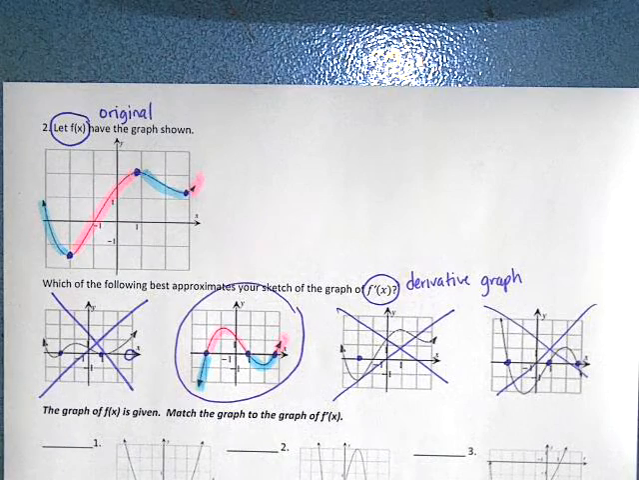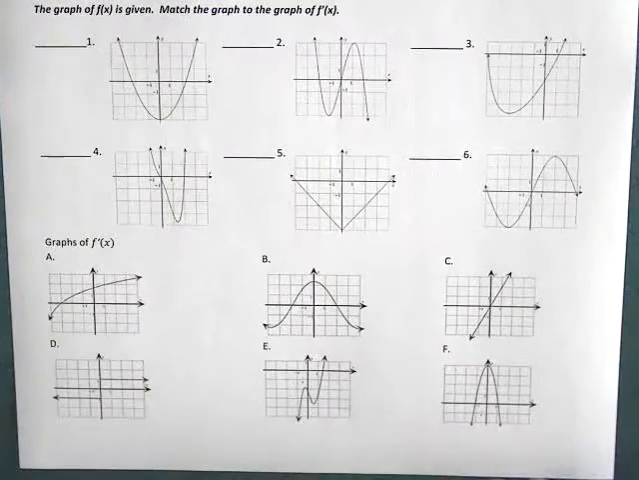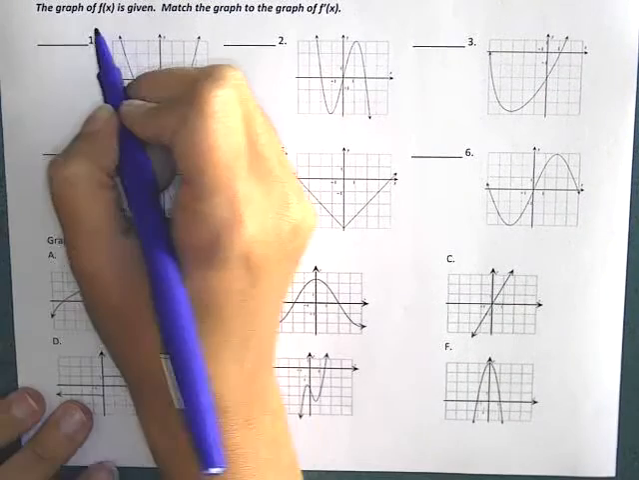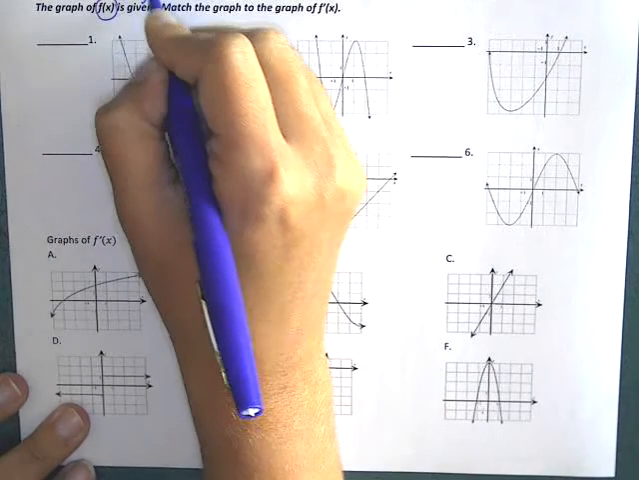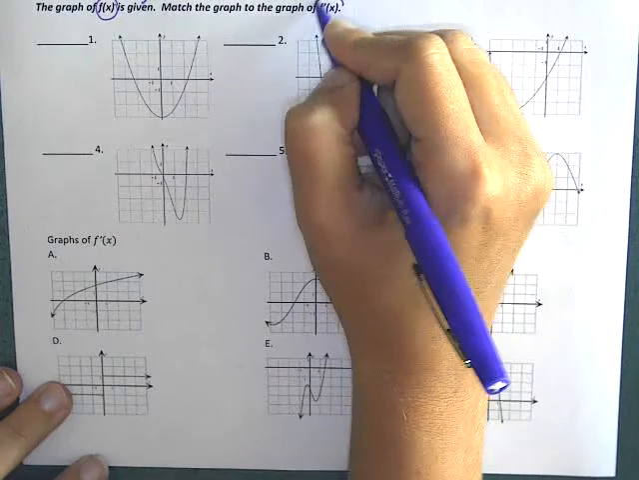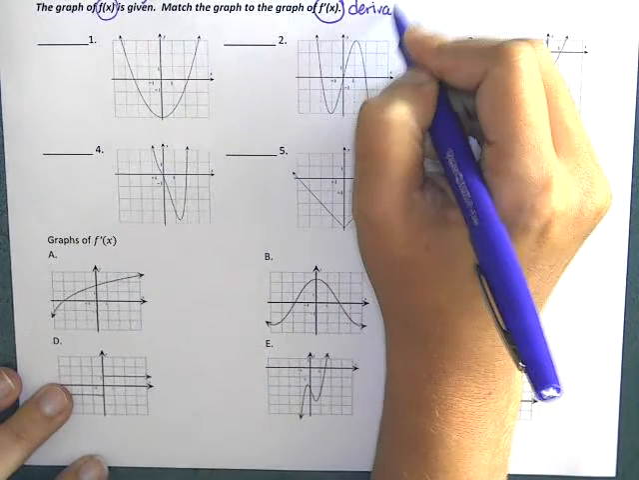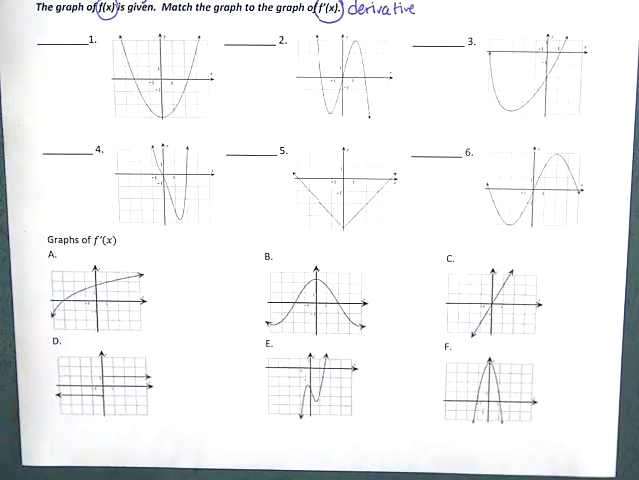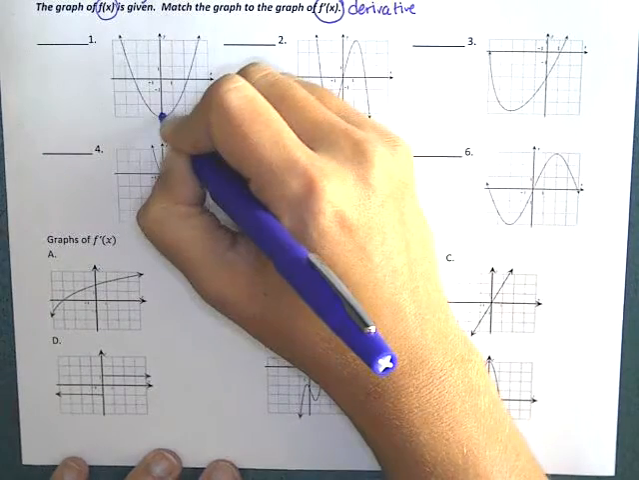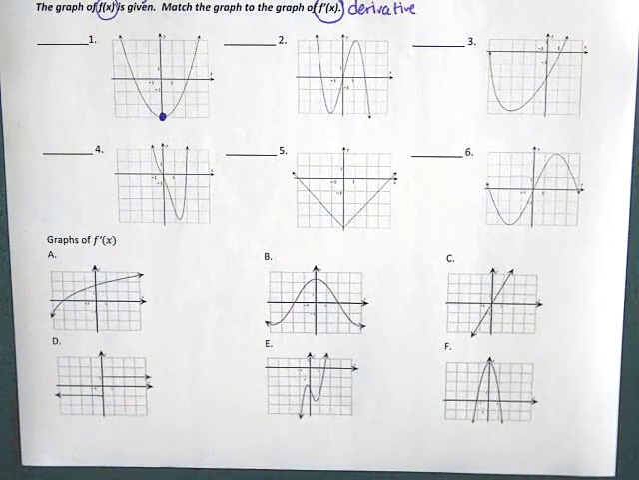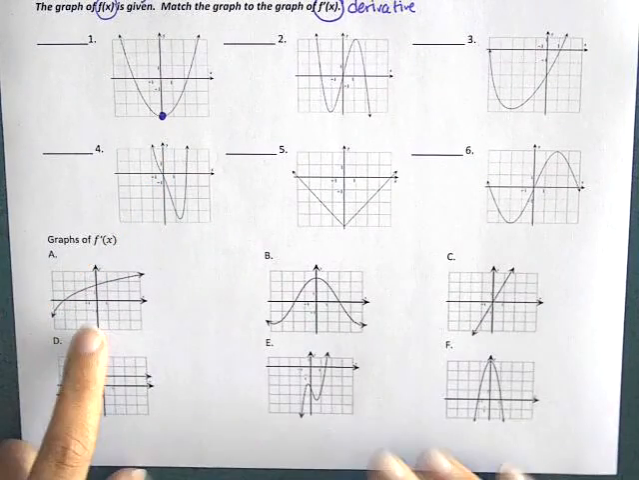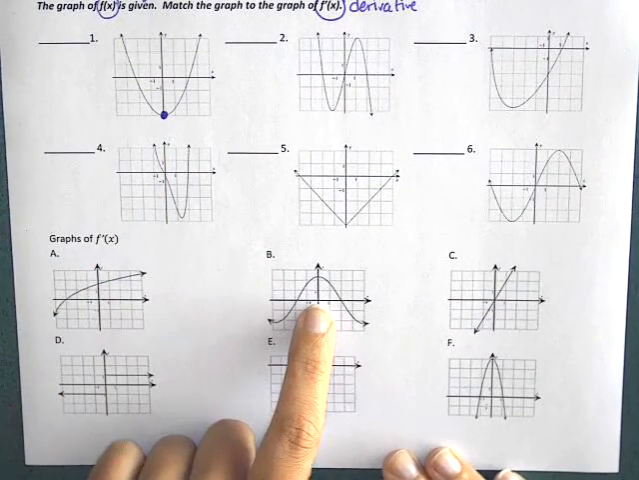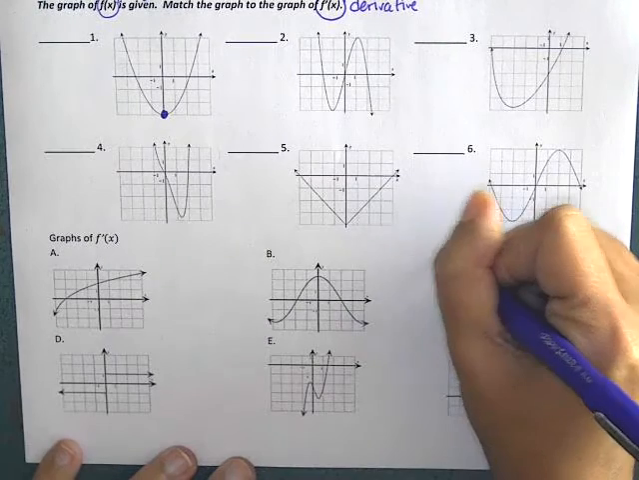Now let's take that same idea and see if we can match up all of these graphs to the graphs of their derivatives. Let's start with number 1. First of all, it says the graph of f of x is given. So we are looking at the original and we are trying to find the derivative. In number 1, I notice there's a valley, a minimum at 0. The first thing I'm going to look for here is graphs that have an x-intercept at 0. This one does not. This one does not. This one does, so it might be it.